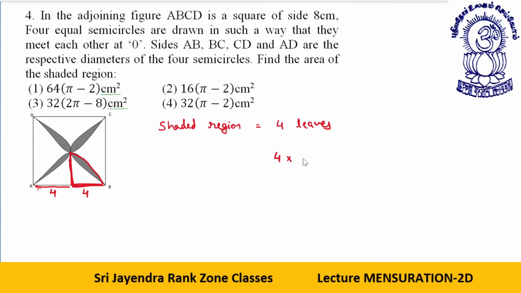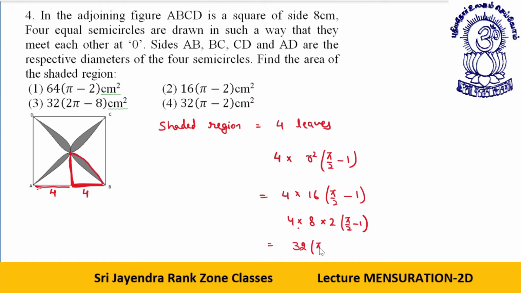This radius is 4. So area of a leaf is r square into pi by 2 minus 1. 4 into 4 square is 16 into pi by 2 minus 1. This I can say is 4 into 8 into 2 into pi by 2 minus 1. That gives me 4 into 8, 32 into pi minus 2. 32 into pi minus 2. Option number 4 is the answer.